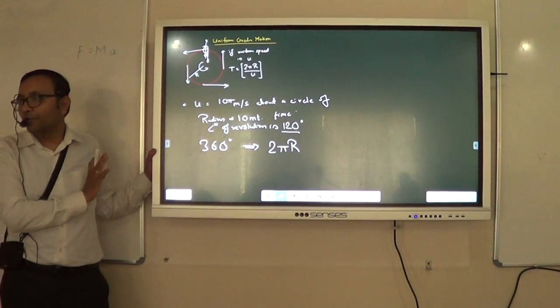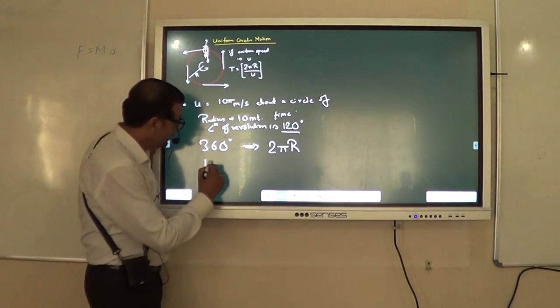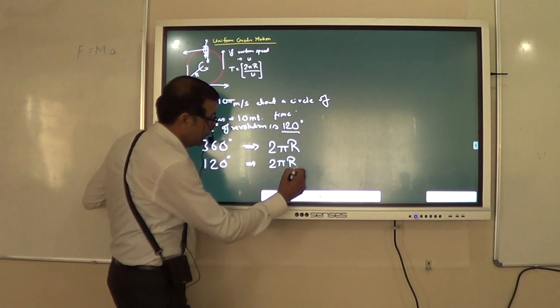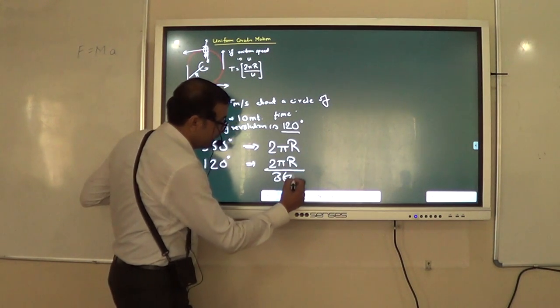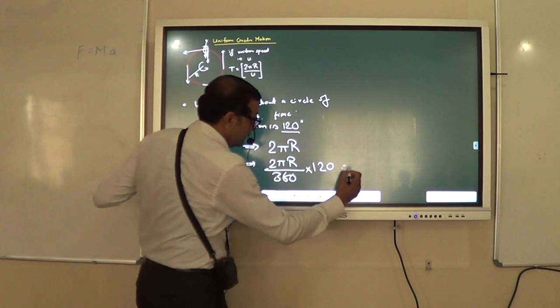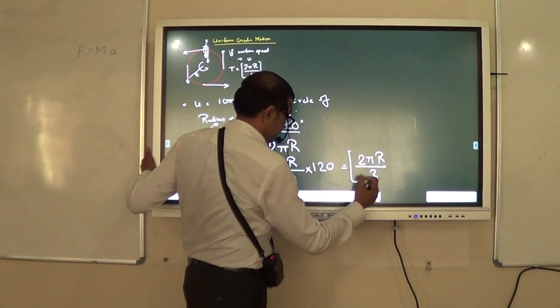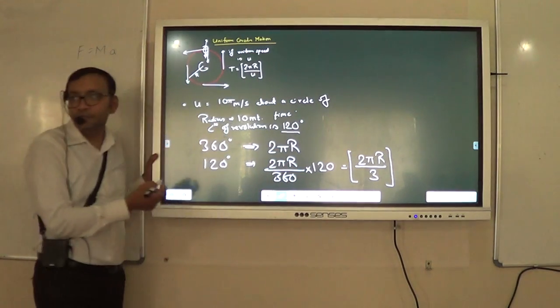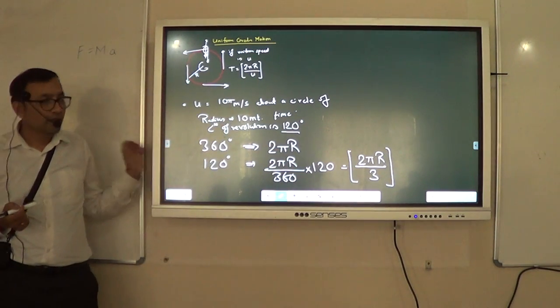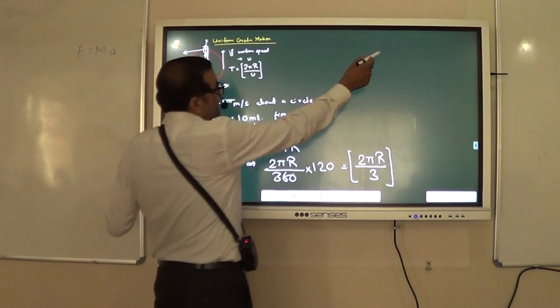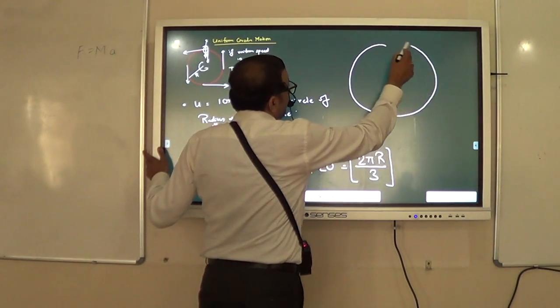Yes or no? All of you agree this? So 120 degrees is how much length? 2 pi r divided by 360 into 120, which is 2 pi r divided by 3. Yes or no? So this much distance the object will travel. Or you can see the graphical also.